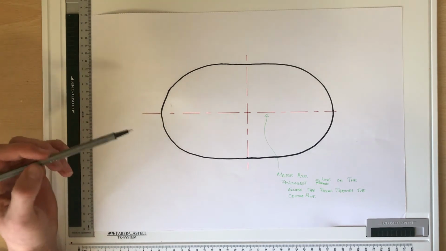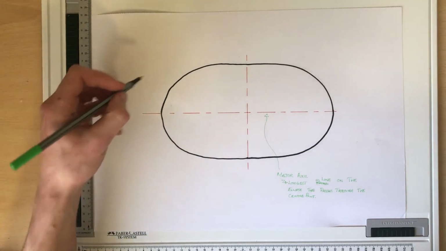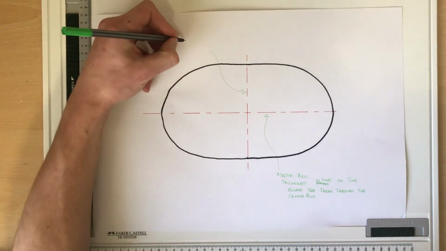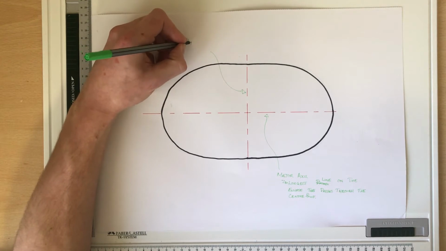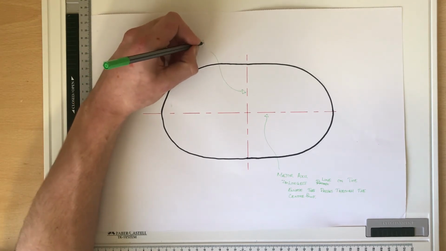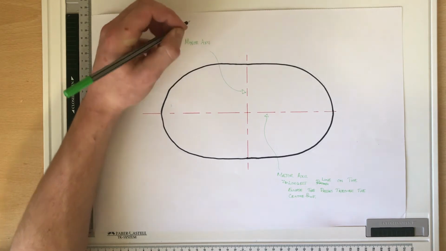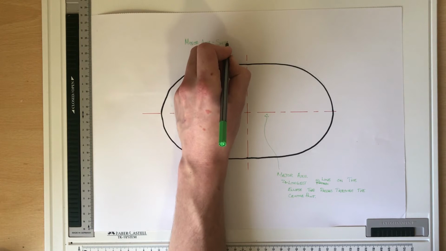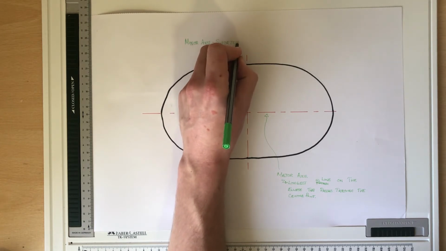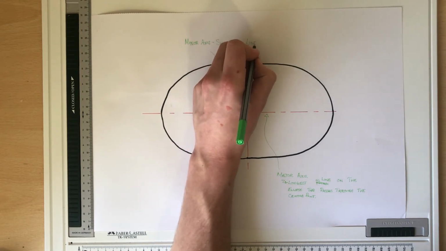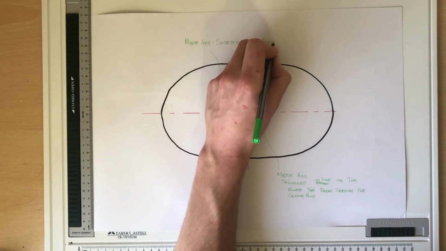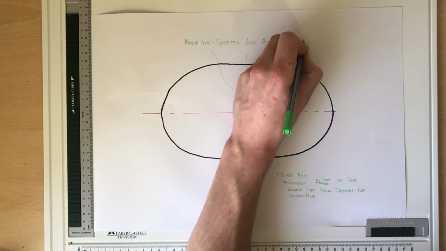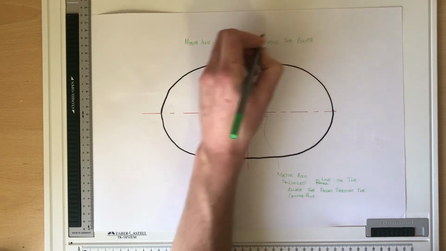So if we think about it now, if that's the major axis, the minor axis must be the opposite to this. So the minor axis is the shortest line across the ellipse through the center.